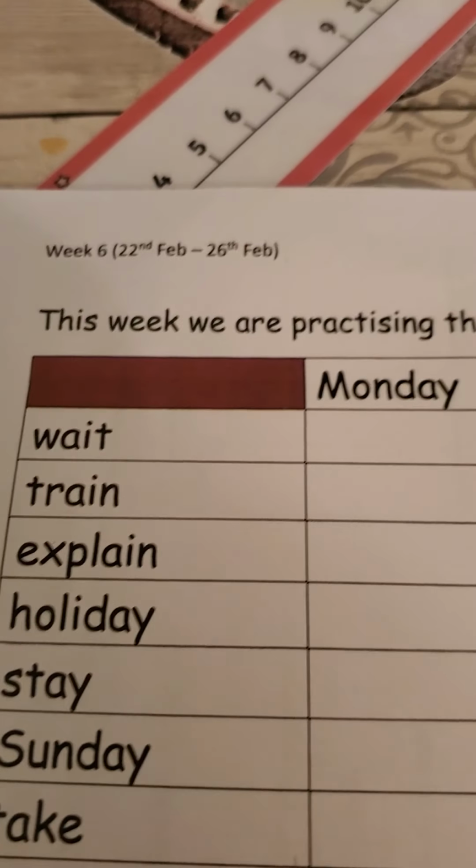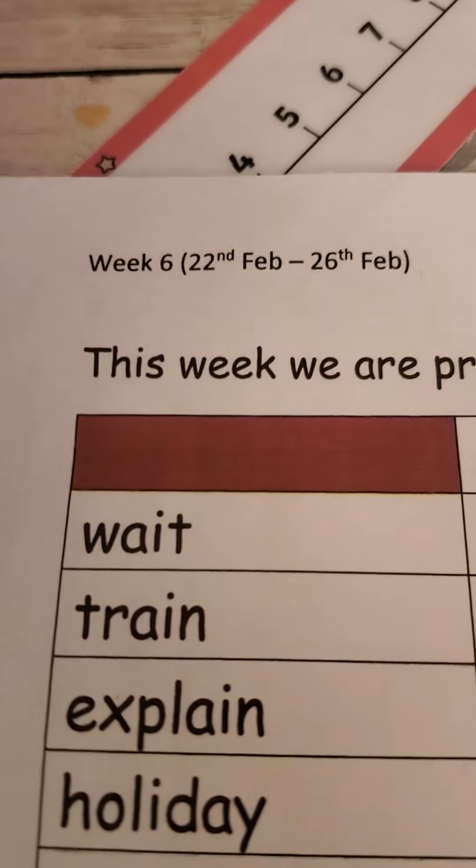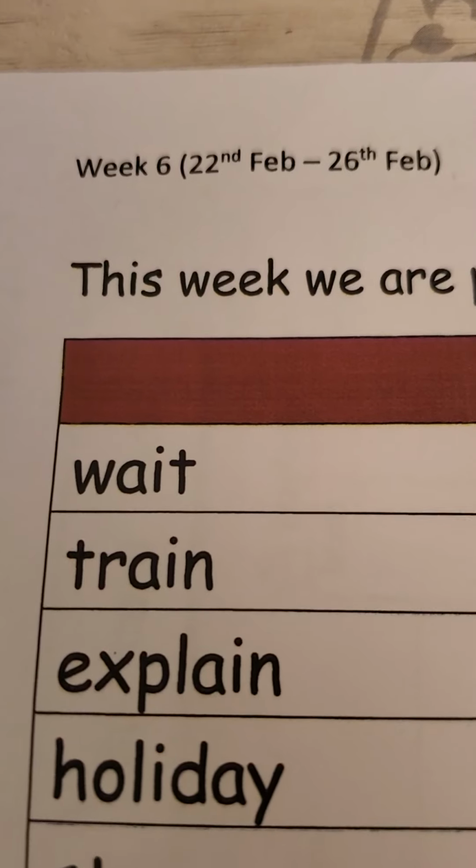And today's date is Monday, the 22nd of February 2021. Monday, the 22nd of February 2021. And as always, we begin by writing our date down. Then we move on to our spelling. So just check the date at the top and make sure you're on the right week.